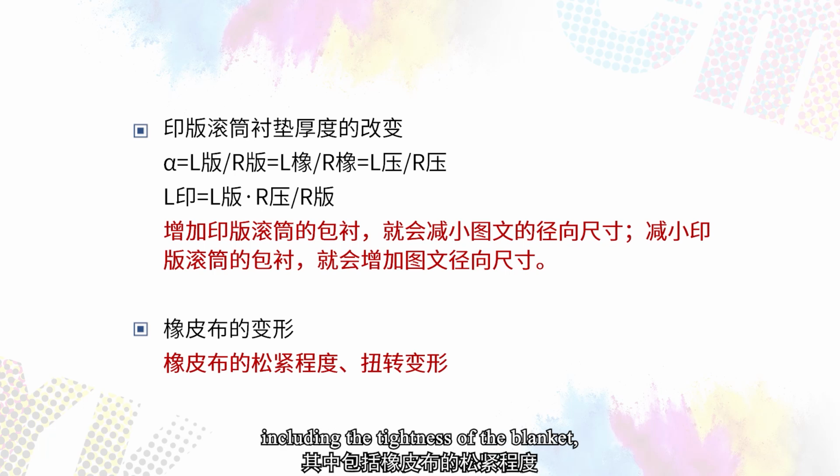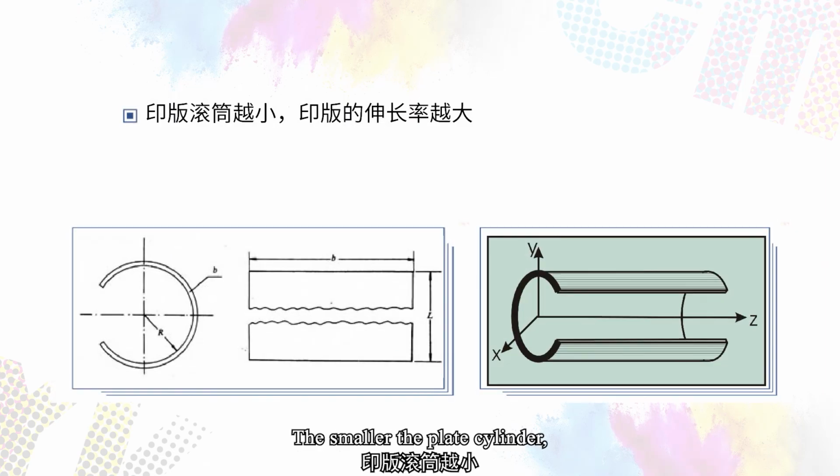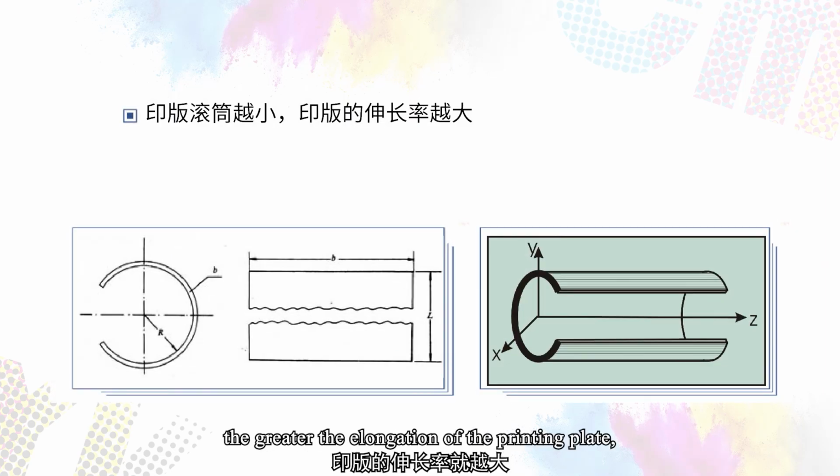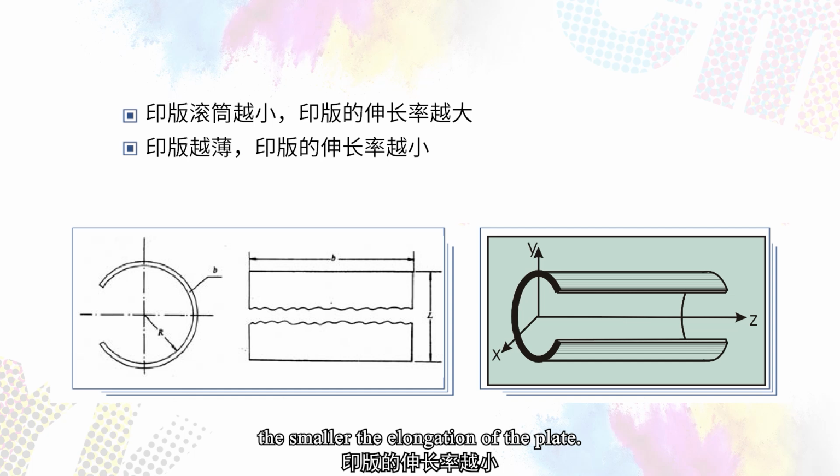including the tightness of the blanket, distortion of the blanket, etc. In the printing process, the smaller the plate cylinder, the greater the elongation of the printing plate. The thinner the plate, the smaller the elongation of the plate. These will affect the registration.